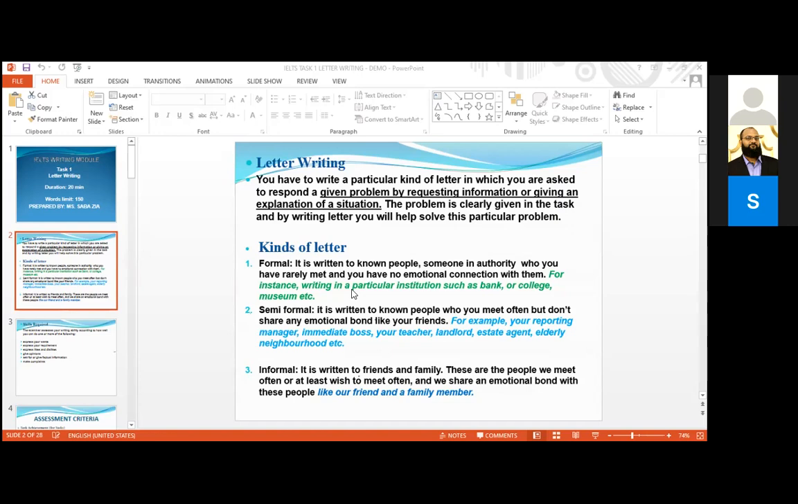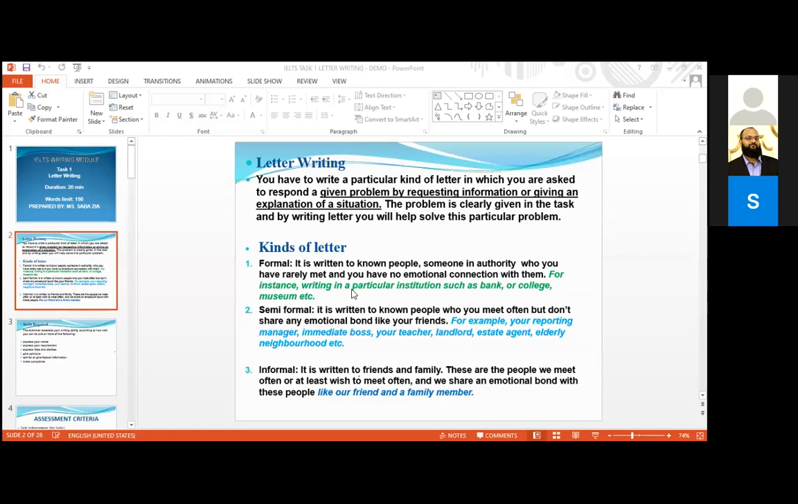Okay, for example, writing to the manager of the insurance company. Okay, writing to particular institutions like bank, college, museum, or writing to the head of the municipal corporation, or let's say to the manager of the municipal corporation. So if you're writing to an authority, there you have to write a formal letter. Okay.